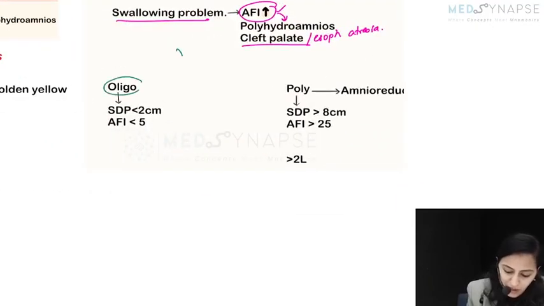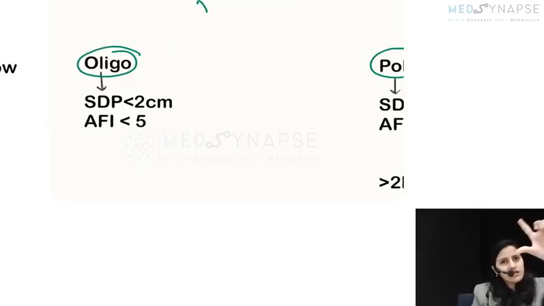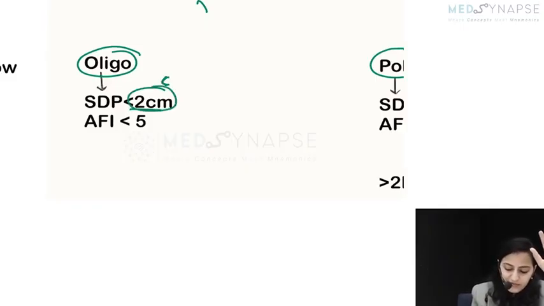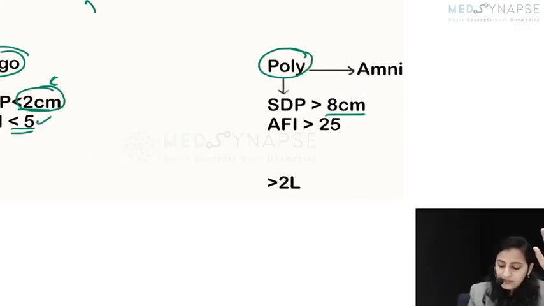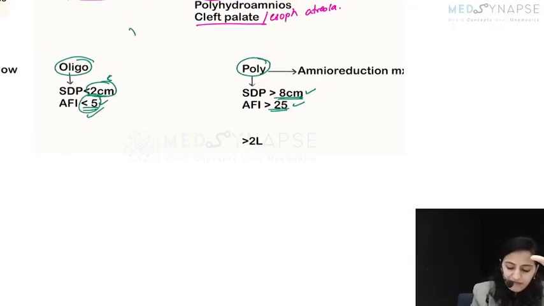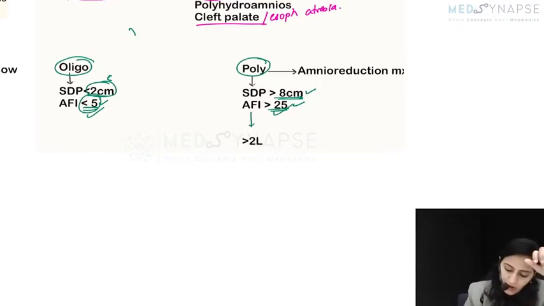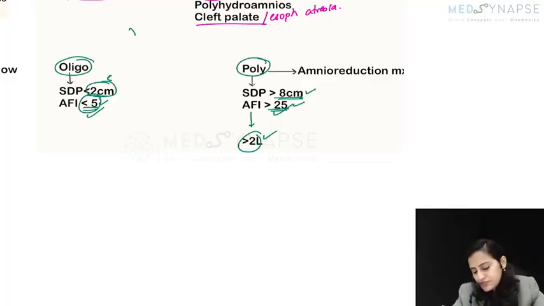When do you call it oligohydramnios and polyhydramnios? The single deepest pocket that we measure on ultrasound, if it is less than 2 centimeters, or the total index, AFI, in the 4 quadrants less than 5. Here, the deepest pocket being more than 8 centimeters or the AFI more than 25. So AFI less than 5, AFI more than 25, or the total quantity here more than 2 liters.